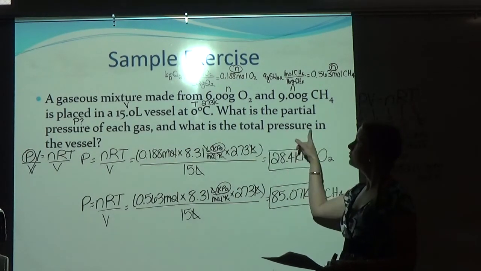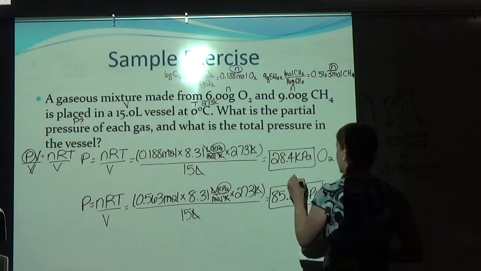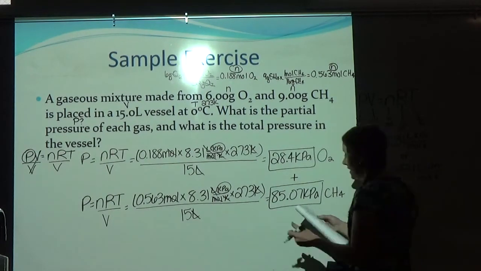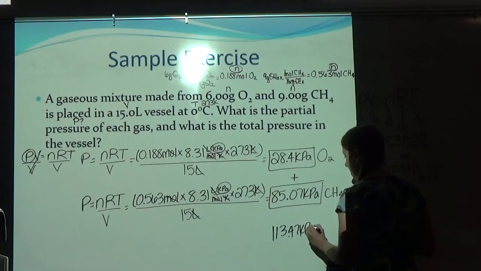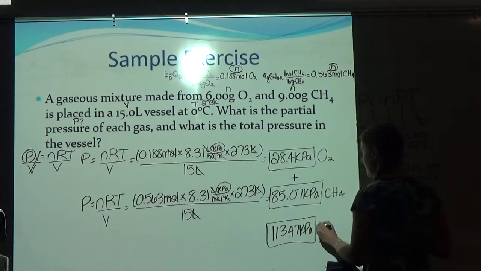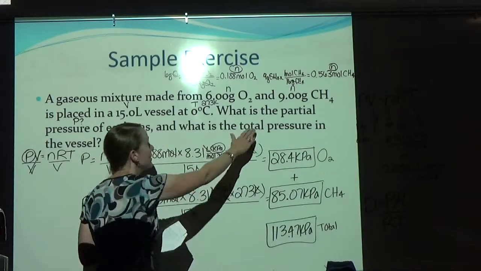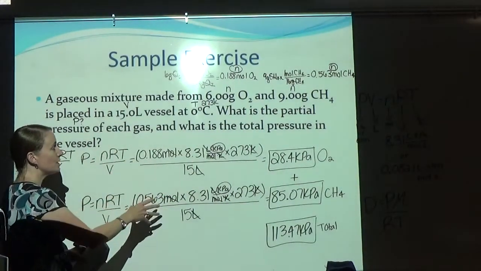But then it asked me what's the total pressure. So I can just add these two together. My total pressure, once I added those two together, ends up being 113.47 kilopascals. And that is my total. Now, if the question had just started with what is the total pressure, you don't have to do these two separate steps.